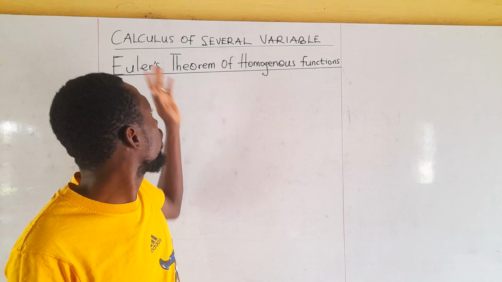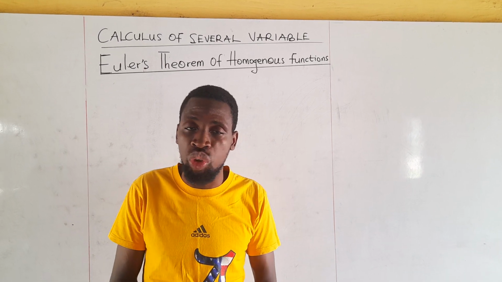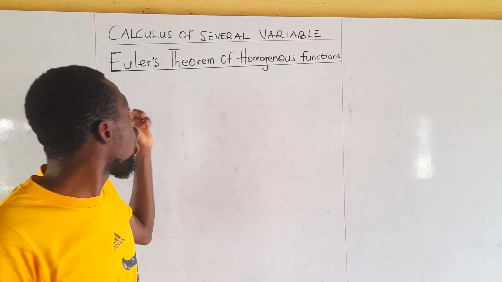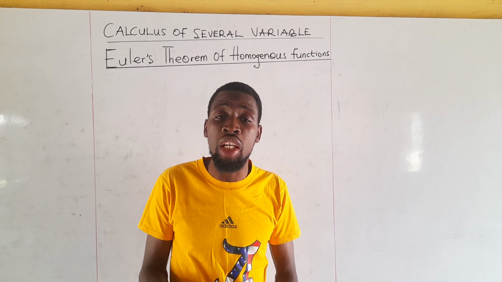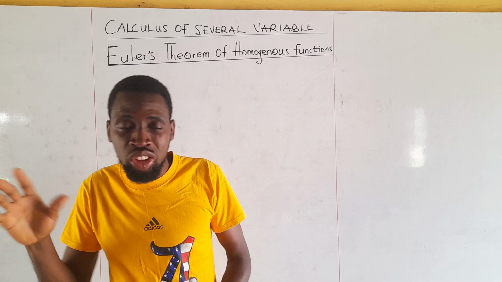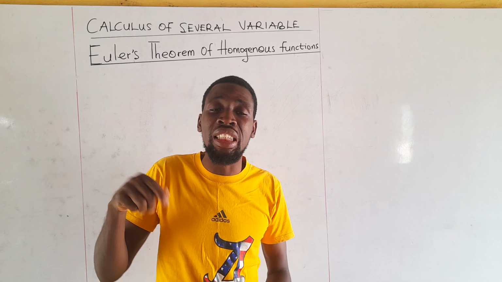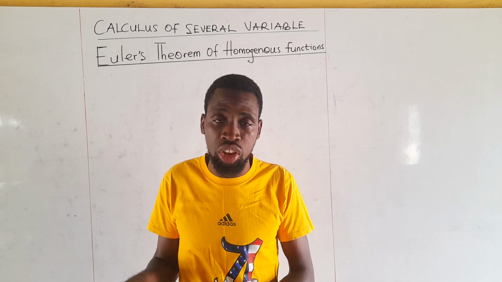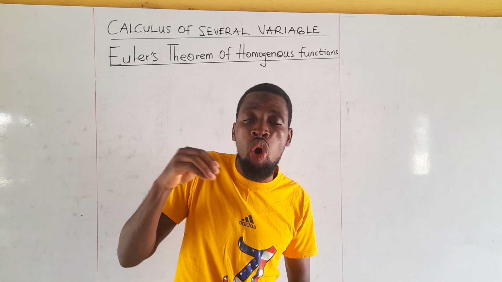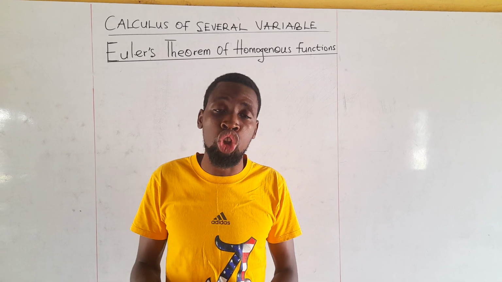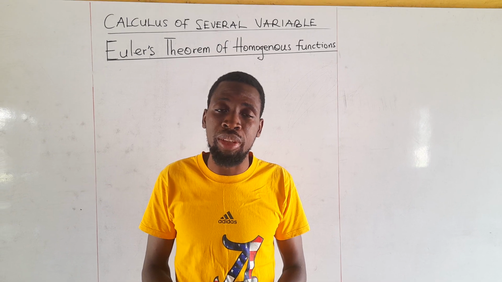Today, our discussion on calculus of several variables will be on a very important theory in calculus known as Euler's theorem of homogeneous functions. Before the video ends today, we will look at what Euler's theory of homogeneous functions says. Then, we will try to determine the homogeneity of some functions, depending on several variables, using Euler's theory of homogeneous functions. This will be a very interesting engagement, I promise you. So please be my guest.